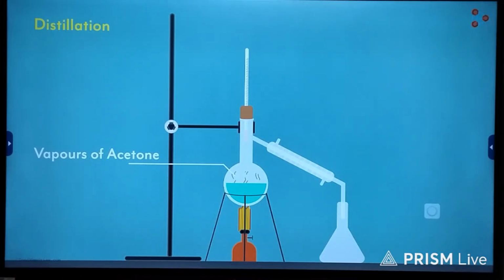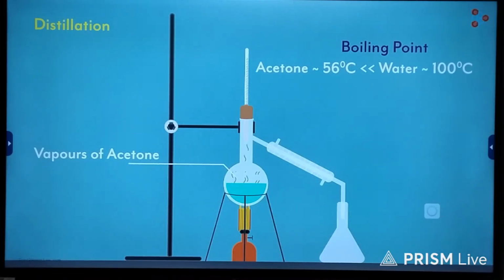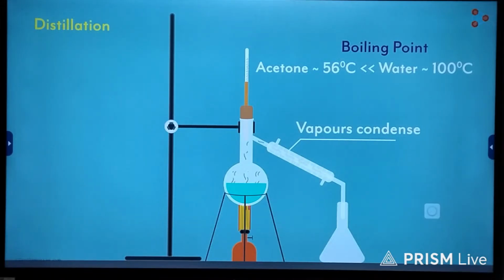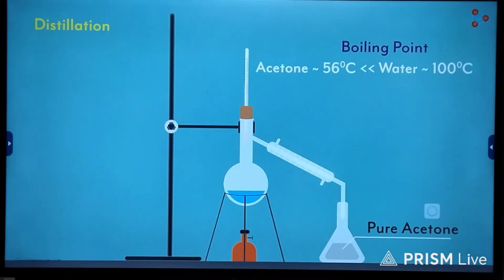Why does that happen? The boiling point of acetone is around 56 degrees Celsius and is far lower than that of water, which is 100 degrees Celsius. The vaporized acetone will move through the tube but will be condensed due to the condenser. The liquid collected in the beaker will be pure acetone. What about the liquid left behind in the distillation flask? That is the remnant liquid, or water, which was the second component of the mixture.